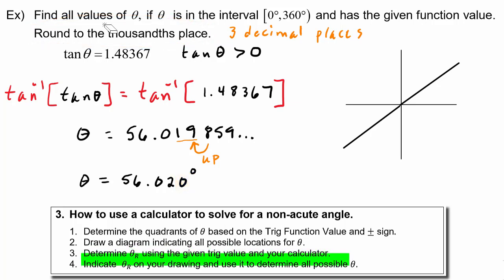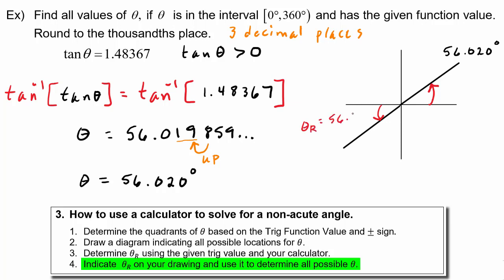Step 4 says we need to indicate theta r on our drawing. We know that the 56.020 degrees is our quadrant 1 angle, which gives us the reference angle. That must also be here in quadrant 3. So we know theta r right here is also 56.020 degrees.